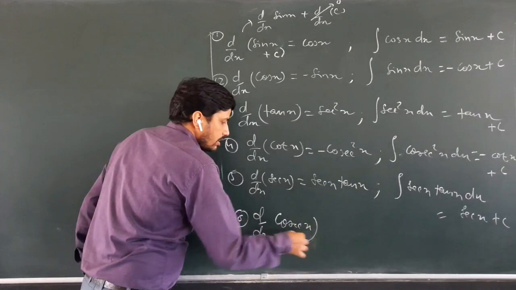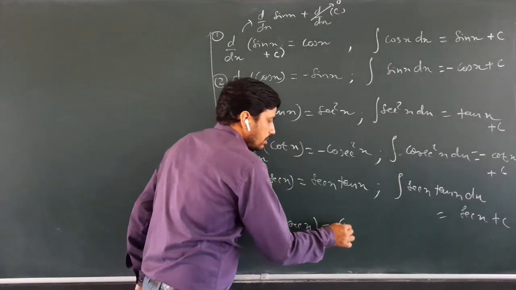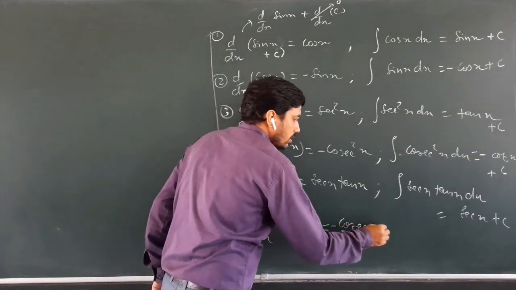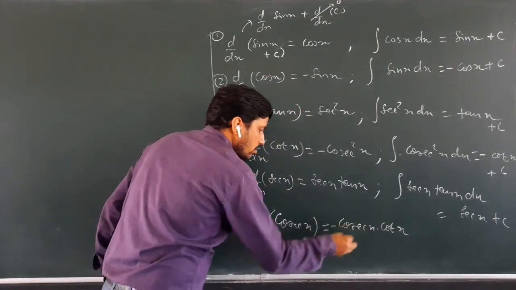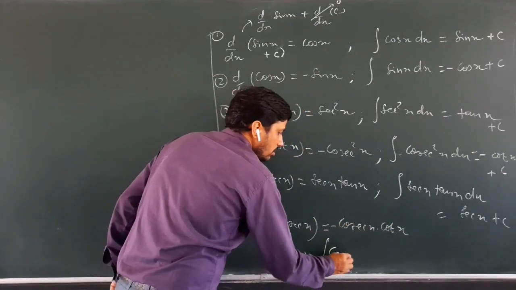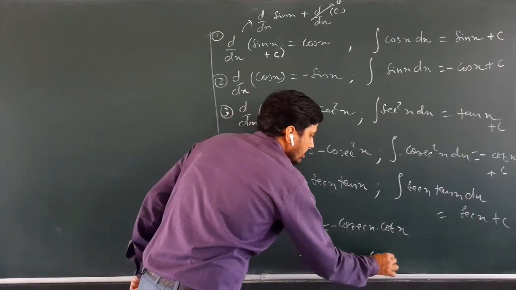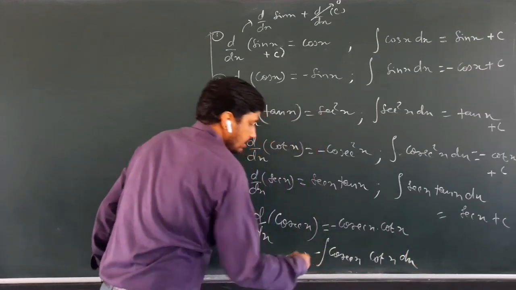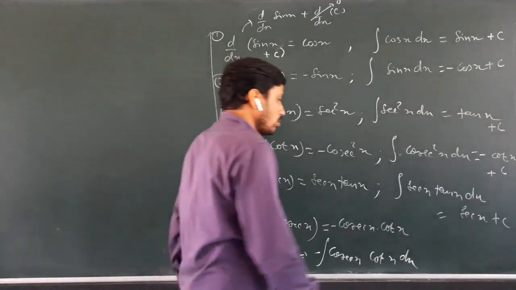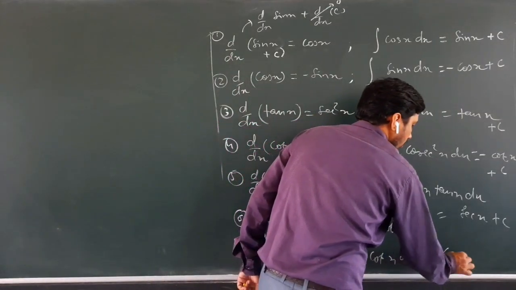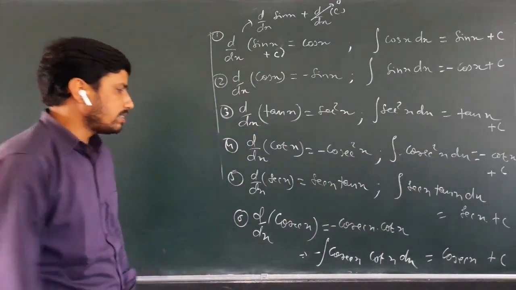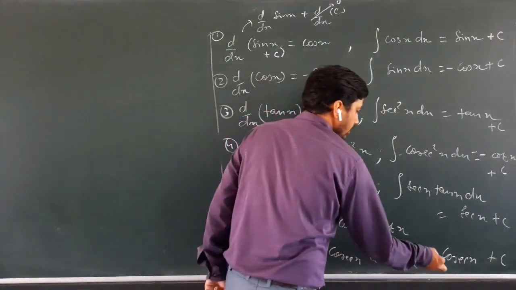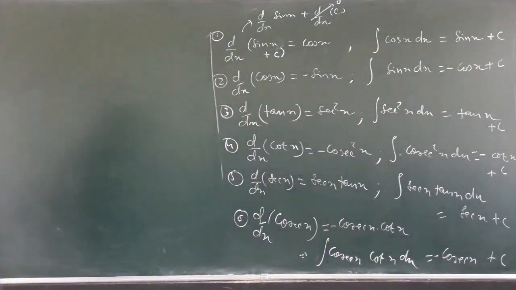Then cosec x, its derivative is minus cosec x into cot x. So this implies integration of this term, minus cosec x cot x dx, will be cosec x plus c. Now this minus sign you can put that side, so we will get this much.